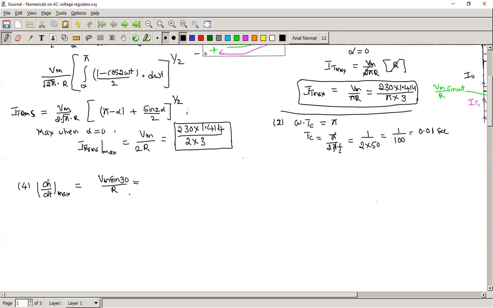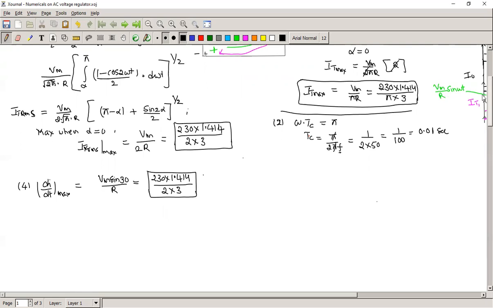That is the maximum. So 230 volts is given, that is the RMS voltage, 230 into 1.414. Sin 30 is nothing but 1 by 2. Just we are substituting all the values. If we simplify this, we are getting the maximum value of thyristor current.